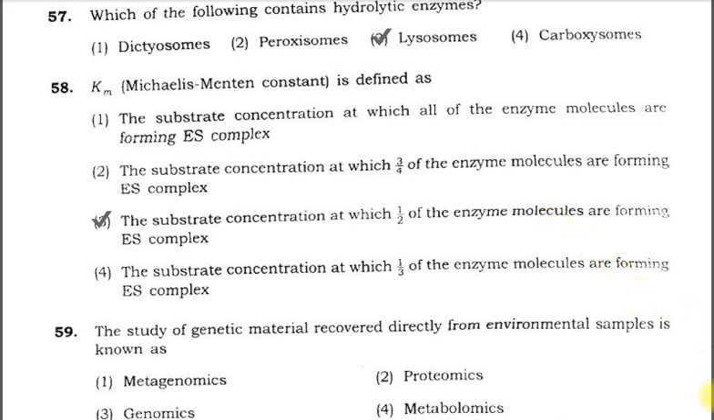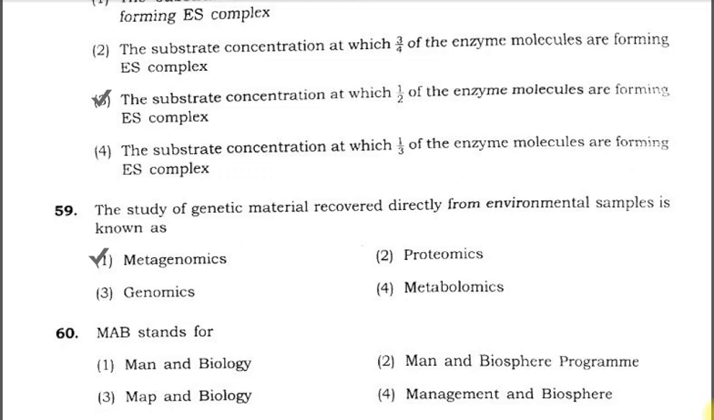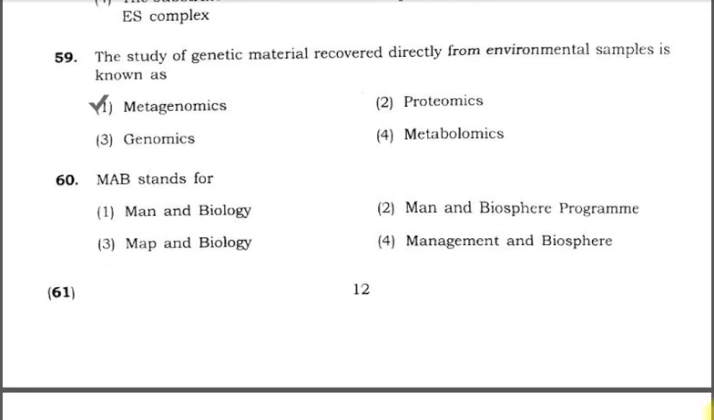Now moving to question number 59. The study of genetic material recovered directly from environmental samples is known as 1 metagenomics, 2 proteomics, 3 genomics, 4 metabolomics. So it is option number 1, which is metagenomics. Here genetic material is recovered from environmental samples and it is directly processed for the extraction of DNA and the sequencing and other techniques.